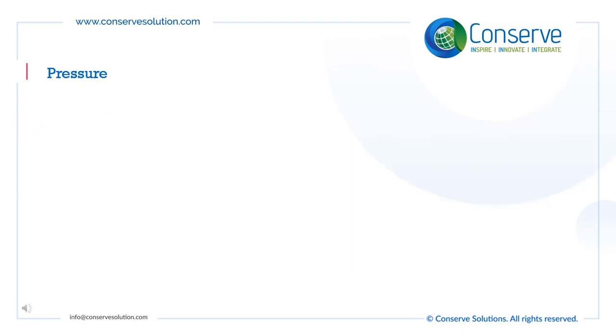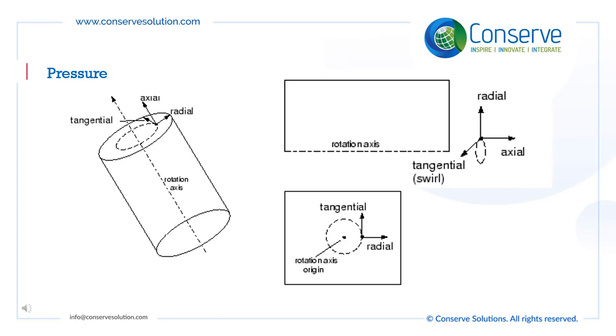Next comes pressure. Pressure acts in all directions. All directions generally means X, Y, and Z direction. But in piping system, we deal with cylindrical coordinates. In cylindrical coordinates, the directions are considered to be radial, axial or longitudinal direction, and circumferential or tangential directions.